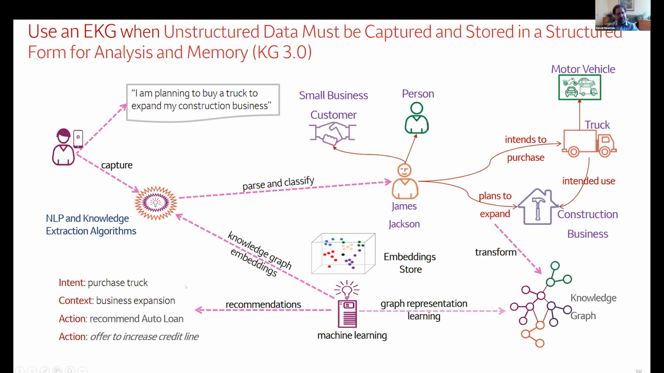So I wanted to tie this up to Knowledge Graph 3.0, and we've covered all the various aspects of Knowledge Graph. And with that, I conclude my presentation.